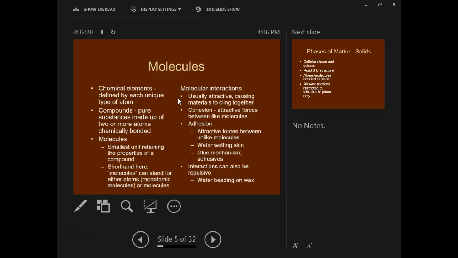Okay, there's another kind that's called adhesion. Now that almost sounds like adhesive tape, which sticks different things together, right? These are attractive forces between unlike molecules, okay? For instance, salt and water, okay? Salt is sodium chloride, sodium positive, chlorine is negative. It's an ionic molecule. Water will dissolve salt like crazy, okay? And so therefore it's attracting an unlike molecule.